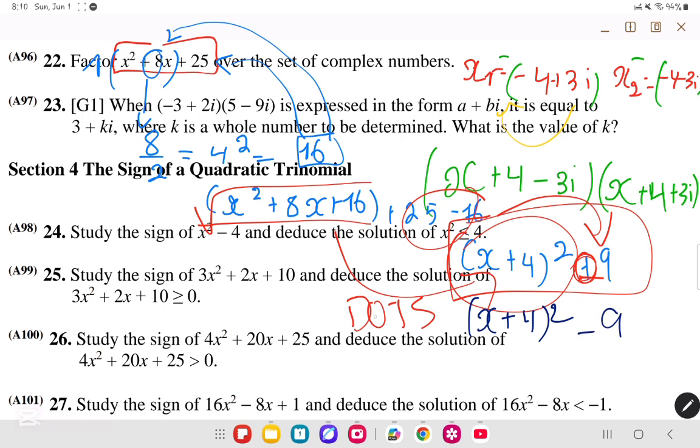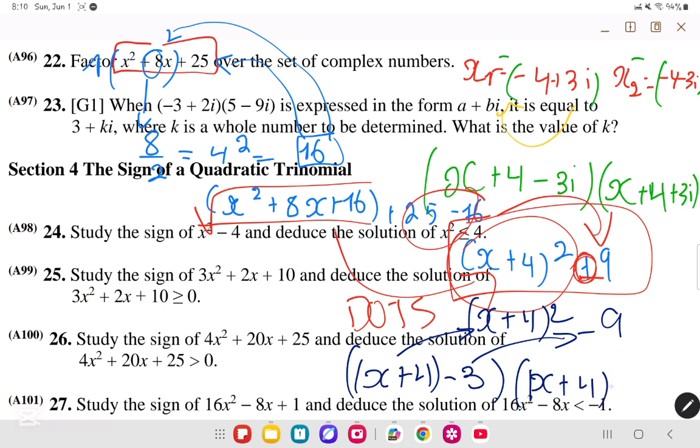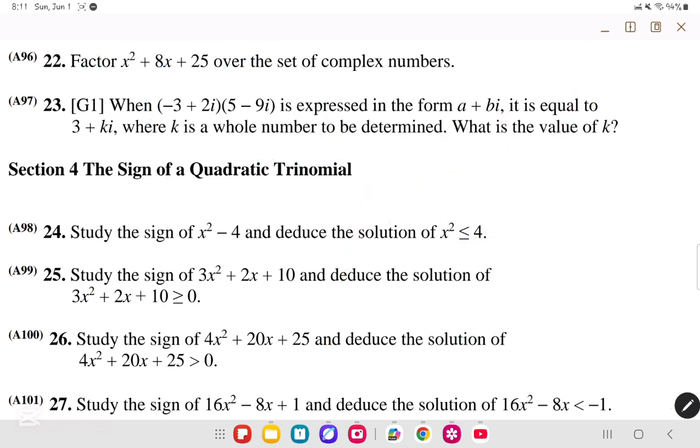We solved it as difference of two squares, so it's going to be x plus 4 minus 3 one time. So this is the root of this, and this is the root of this. And then x plus 4 plus 3. But because we don't have a minus, we have a plus instead, we're going to add an i over here and an i over here. And just like that, we have the same exact answer here and here. So that is it for question number 22.